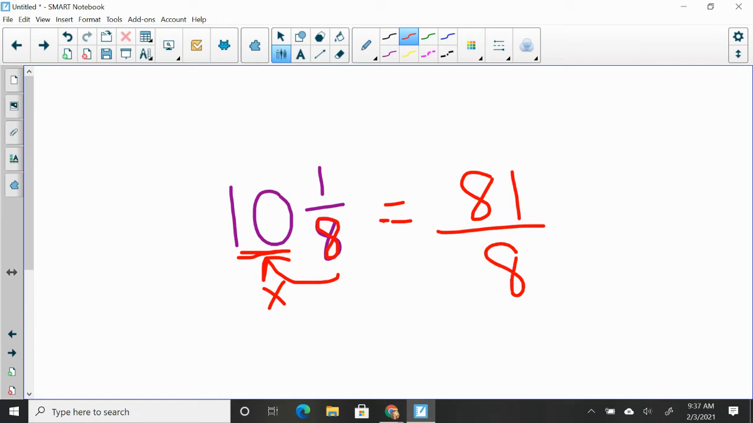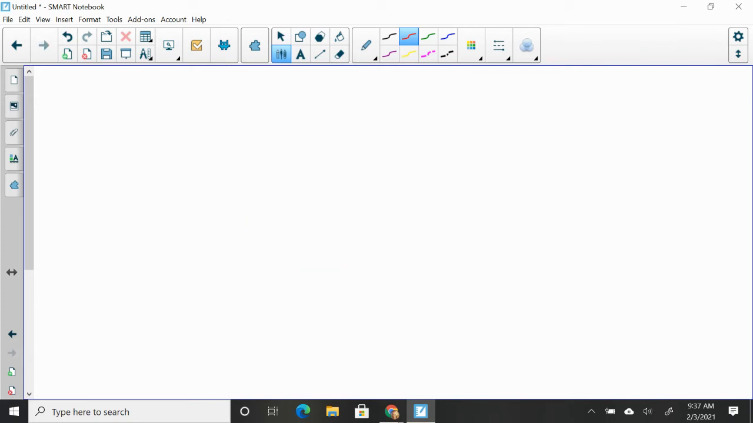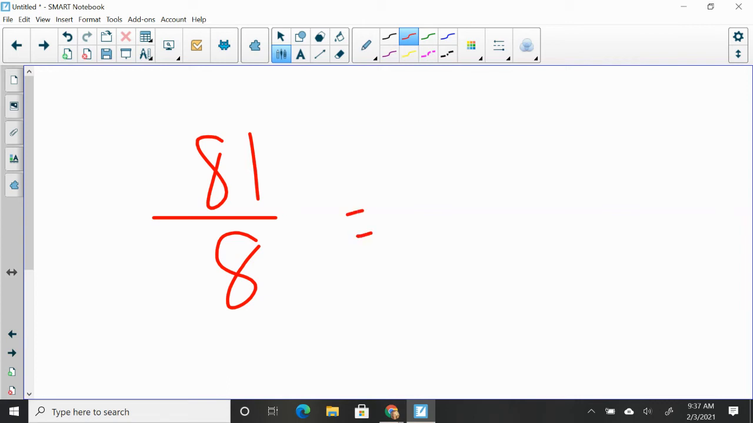81/8. Okay, so I'm going 8 times 10, which is 80, plus 1 more, which is 81, and my denominator of 8 stays the same. Okay, if I wanted to go the opposite way, if I wanted to say 81/8, I can say, well, 8 goes into 81 how many whole times without going over? 10. That's the whole number. That's going to be 80. 81 minus 80 is 1. I would have 1/8 left over.